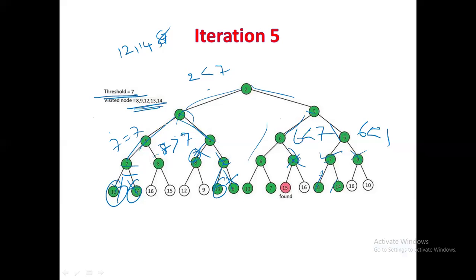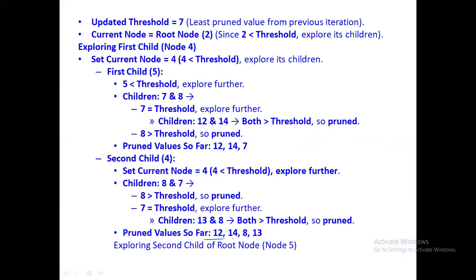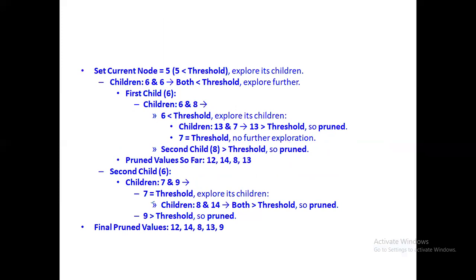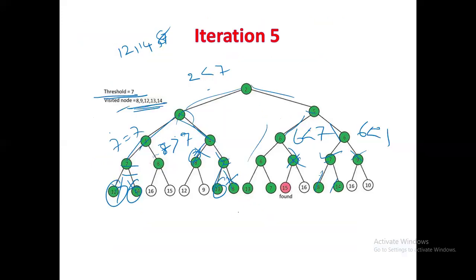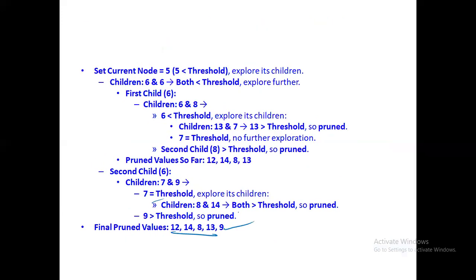So next iteration 6. From this one we are taking the pruned values so far, and here the final pruned values in this step are 12, 14, 8, 13 and 9. Just see this slide, where whatever I have explained I have given in written form. Among these we have to select the threshold for the next iteration. Here 12, 14, which one do we have to select? Sorry, we are not selecting 9.